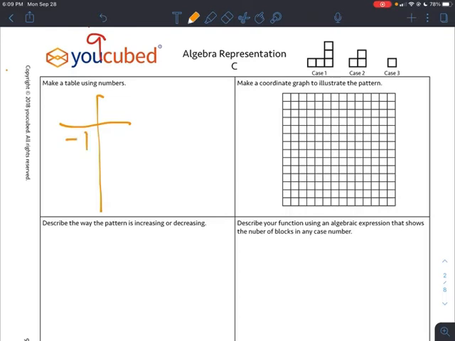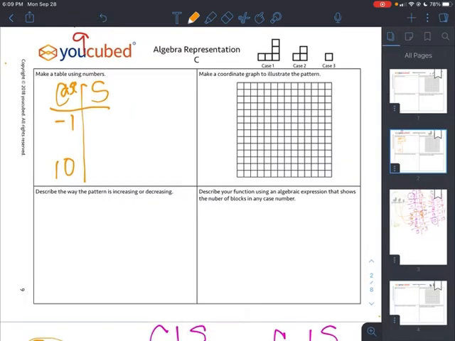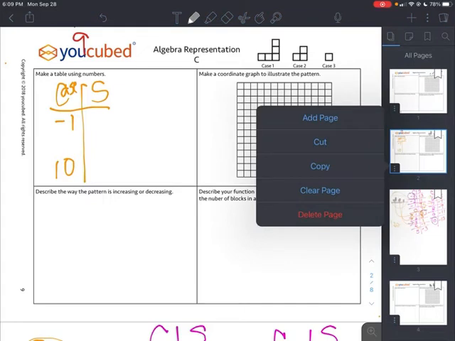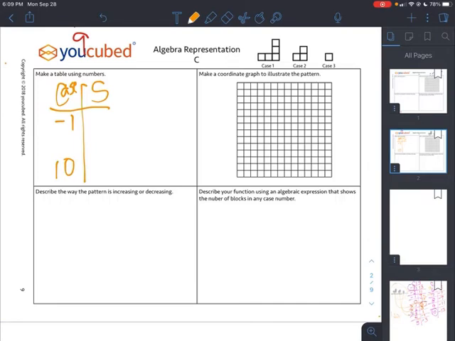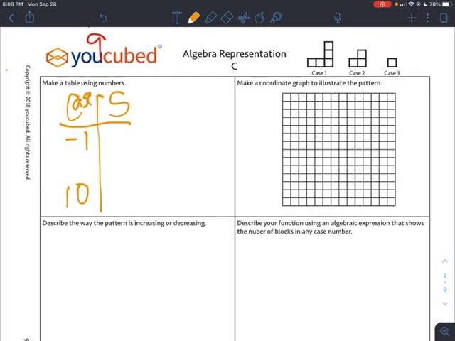It's going to go from -1 to 10. These are going to be C. It's going to be case numbers, right? Corresponds to how many squares are in each case number. So I have this set up in a different page, but if you want to have a different page, because this is not that big, you'd add a page by tapping up in the right-hand corner there, that little rectangle, tapping the 3 dots on the highlighted thing and add a page, and it adds a page. Okay, awesome.